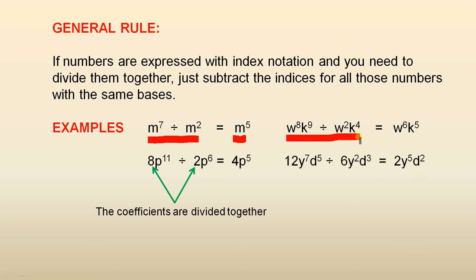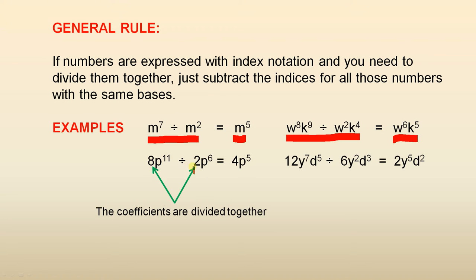This calculation here. W and W here. So there's the W. Okay. 8 take away 2. There's the 6 there. You have a K here and a K there, so here is the K. And 9 take away 4 gives you 5. So the answer is W to the power of 6, K to the power of 5.